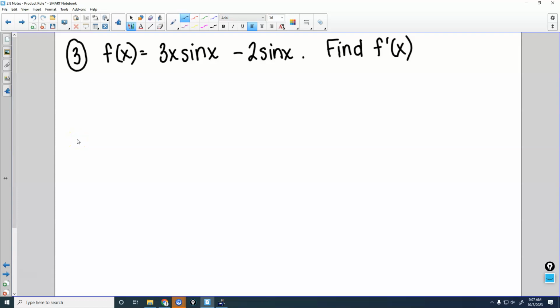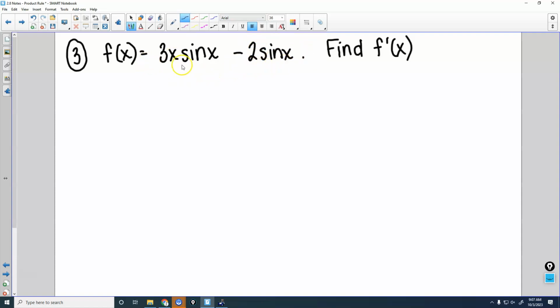Okay, here's an example. We've got f of x equals 3x sine x minus 2 sine x. So really I've got two different things I'm taking the derivative of, the 3x sine x and the minus 2 sine x. Which part do I have to use the product rule for? The 3x sine x. Do I have to use the product rule for the second one? I do not, because this 2 does not have an x with it. It's just a scalar multiple. This is like you were doing last night.